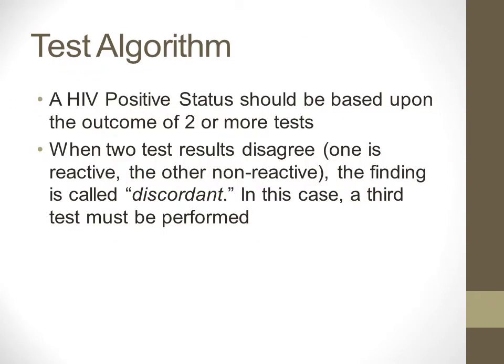So in testing for HIV, we would always require 2 tests to be able to confirm our HIV result. So if we have 2 tests and they agree, either they are reactive or non-reactive, that's a straightforward issue. But when you have one test reading negative and the other reading positive, you will need a third test to confirm diagnosis.